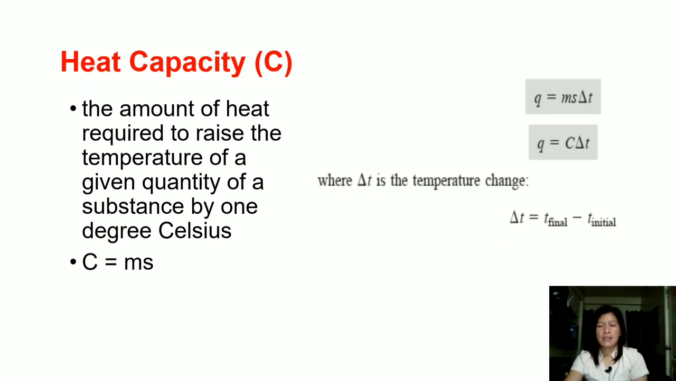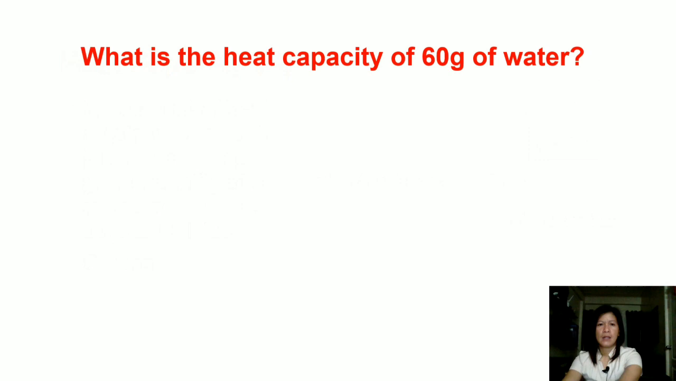Heat capacity may be determined by considering the following equations. Q means heat. So that is determined as the product of mass, specific heat, and change in temperature, or heat capacity times change in temperature. Change in temperature is the difference between the final and initial temperature. Let's have some examples, easy examples.